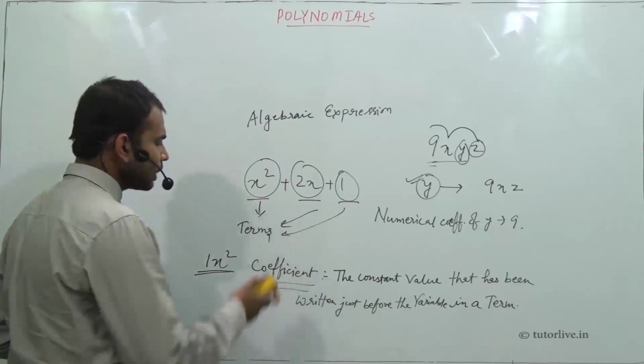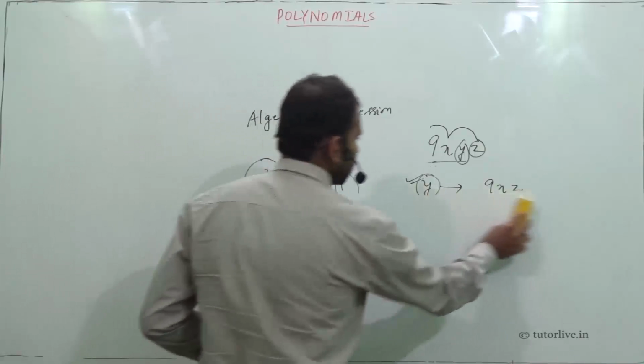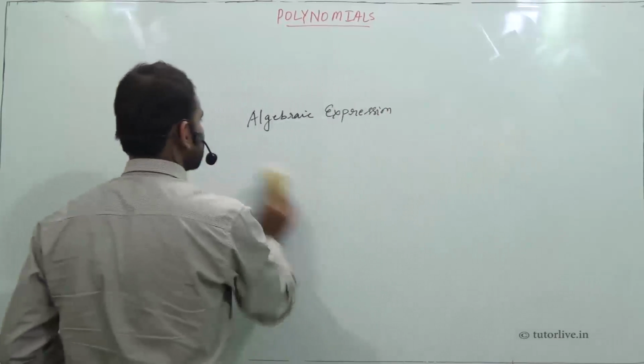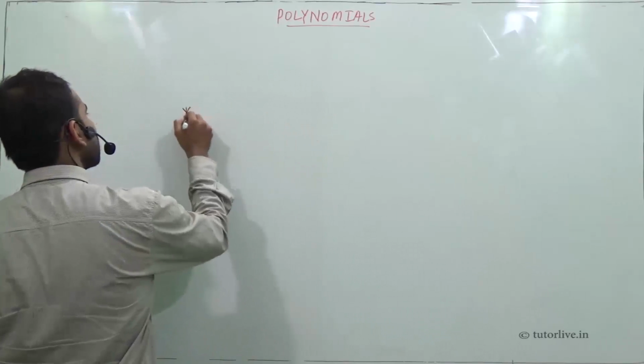Now, this is it. There is this term, constant polynomial, again.